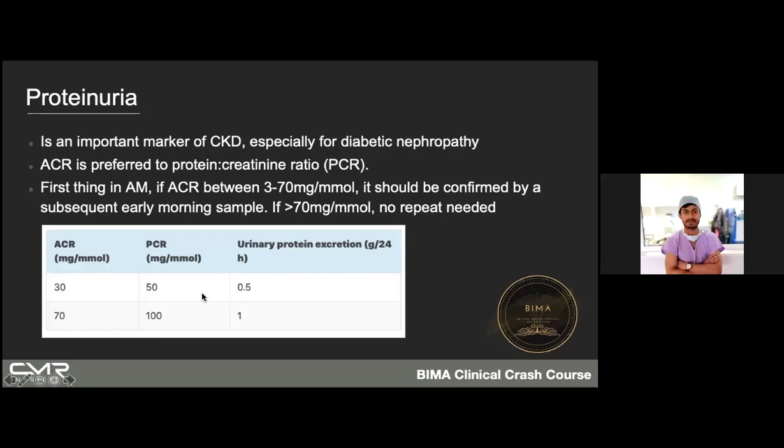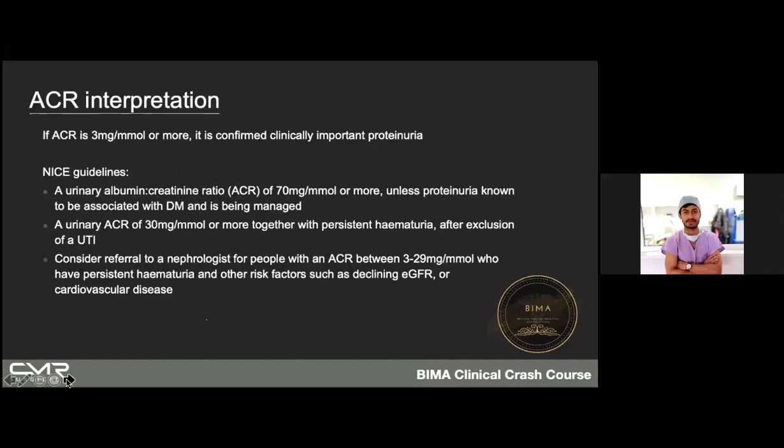So this is a small table. It's been lifted from Passmedicine. The ACR is 30, and between 30 and 70. Then you can see what the urinary protein excretion is like per gram over 24 hours. In the next slide, we're going to discuss more about the interpretation.